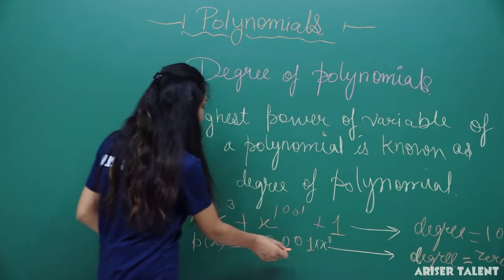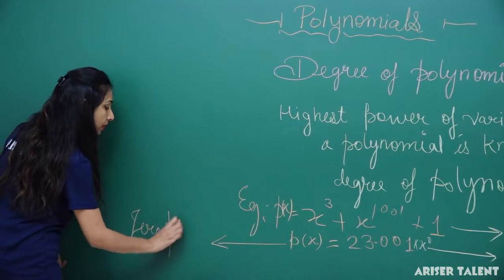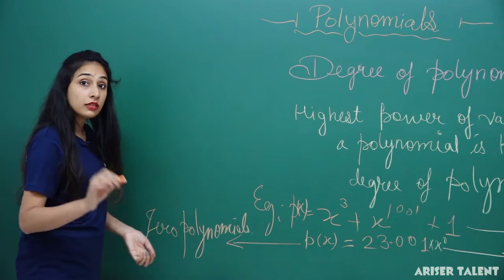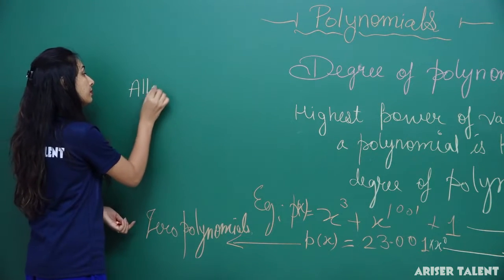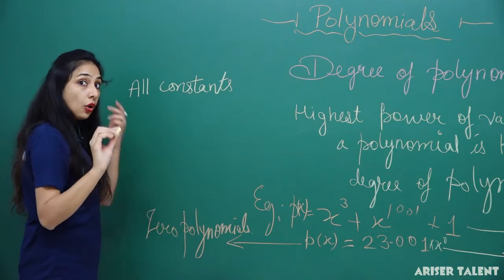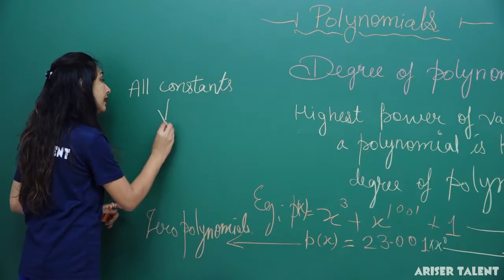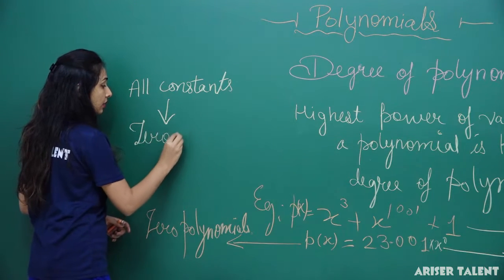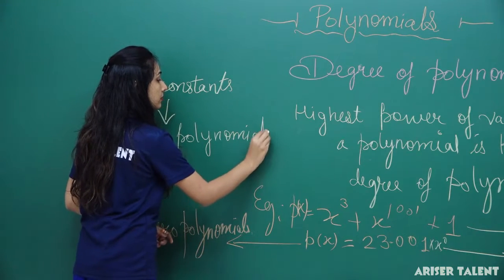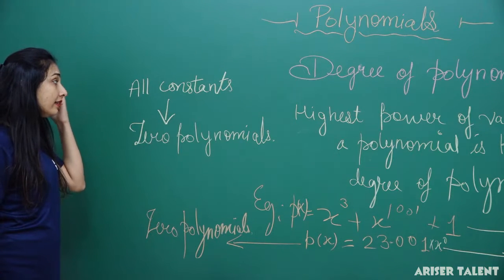And such kind of polynomial will be known as zero polynomial. What polynomial, students? Zero polynomial. That means all constants, if I have a single term and it is a constant, they are regarded as zero polynomial. This is about zero polynomial. If I have only a constant, then that is a zero polynomial.